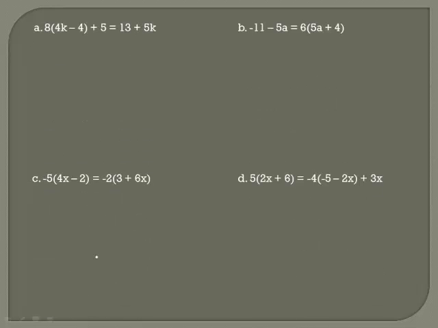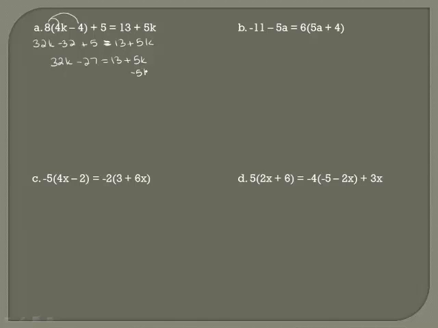Okay, so here are some more examples. Again, the first thing we want to do is distribute. So I only have one distribution in this problem, so I'll distribute this 8, and I'll get 32k minus 32 plus 5 is equal to 13 plus 5k. I'll combine like terms on either side of the equal. So 32k, negative 32 and 5, so negative 32 plus 5 is negative 27 is equal to 13 plus 5k.